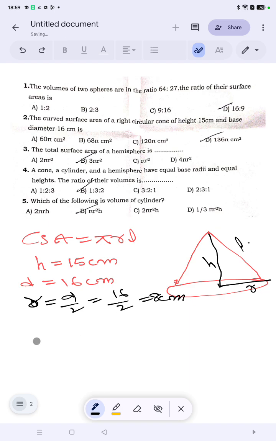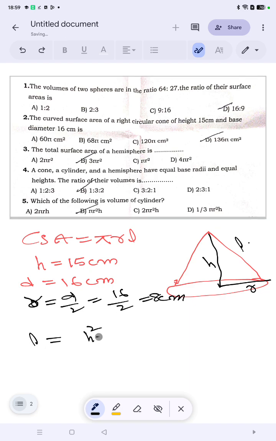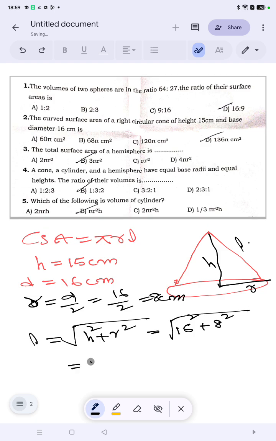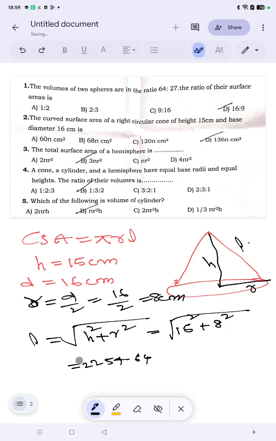So we are finding l. l is equal to under root h square plus r square. Okay, how much are you getting? h is 15, 15 square plus 8 square. 15 square means 225. 225 plus 64 under root is there. Okay, how much are you getting? 289 under root. If you take 289, that is 17 centimeter. So square root of 289 is 17.